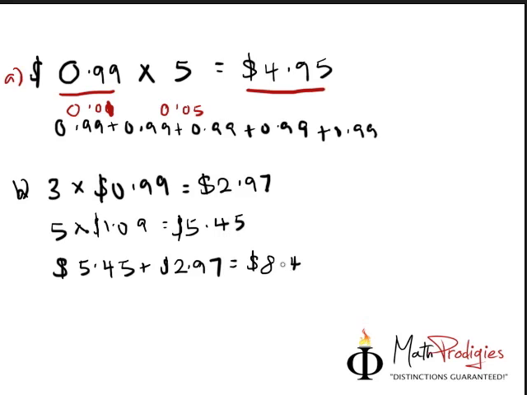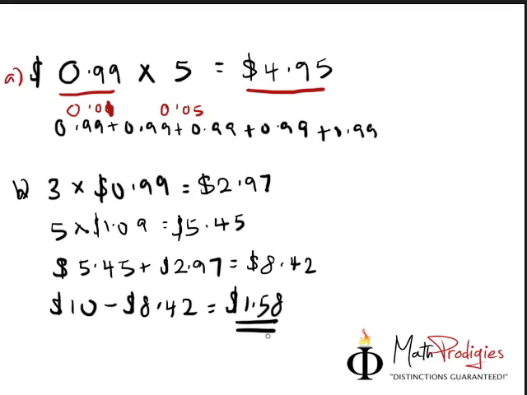Okay, so what is the change I would get if I give the cashier $10? $10 minus $8.42, and the answer is $1.58. Bam! Very simple. All right, if you got that one right, high five, because you are a math prodigy. Good job. And that question is actually pretty simple.